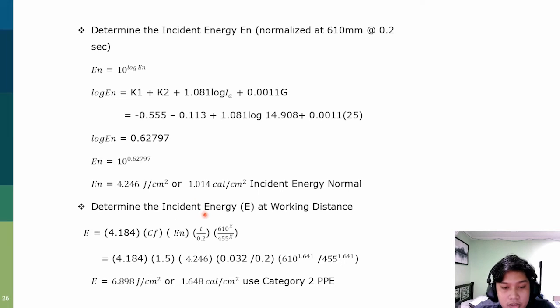Determine the incident energy E at working distance. So this is the formula. Substituting the variables again, we got 6.898 joule per square centimeter or 1.648 calorie per square centimeter. We suggest using category 2 PPE.